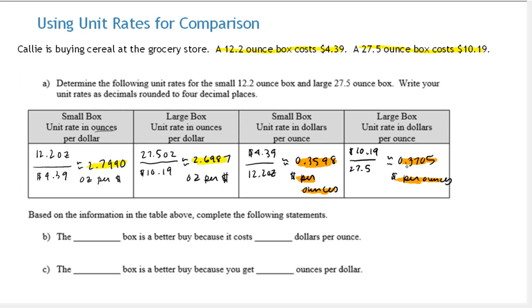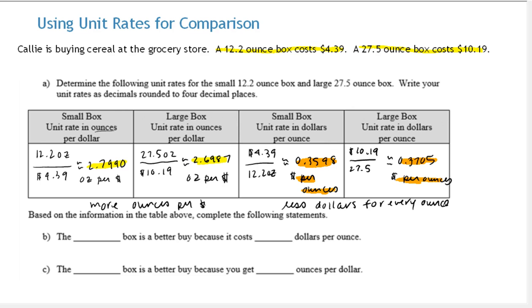But you can't just use which one is more to make your determination. You have to think in the context of the unit. So do you want more or less ounces per dollar? Well, for every dollar you spend, you would want more ounces per dollar. In this situation, do you want to spend more or less dollars per ounce? I think you'll agree we want to pay less dollars for every ounce of cereal.